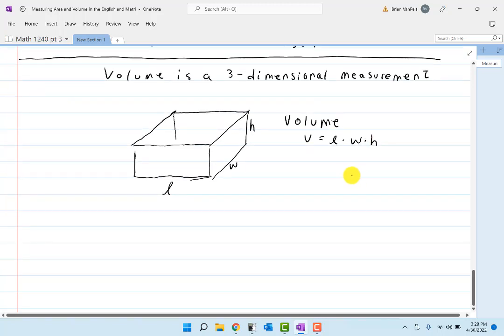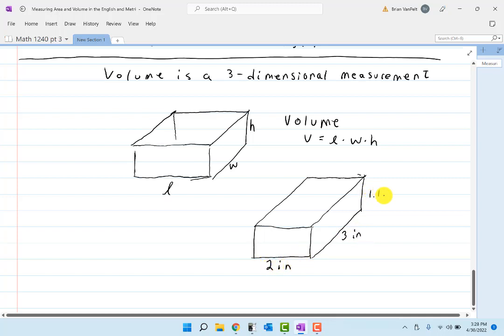So a very simple example might be this. Let's call this one 3 inches, this here 2 inches, and then let's call its height 1.1 inches. So for its volume then, I'll take 2 inches times 3 inches times 1.1 inches, and I'll get a total of 6.6 cubic inches.